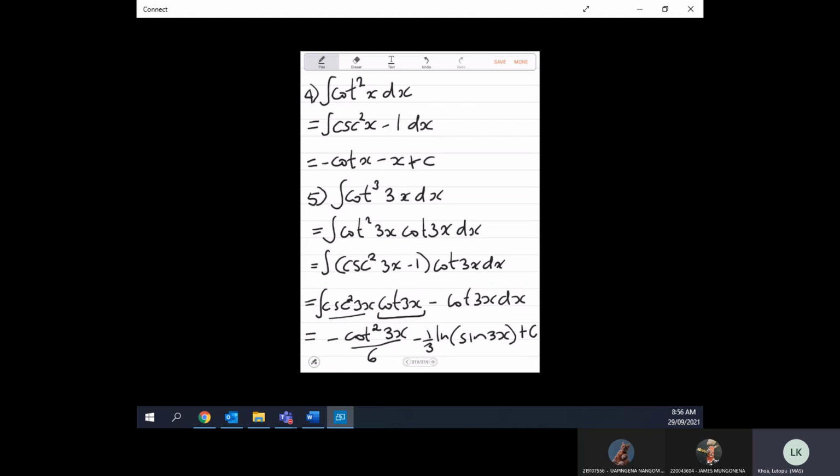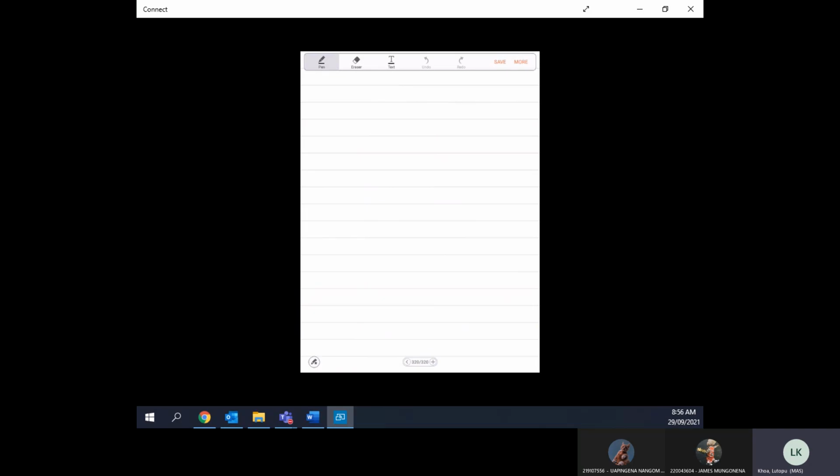So let's look at some of the questions in the exercise from 25 to 31. Let's see. So this is exercise 4.4. Let's start with number 25. What's number 25 say?